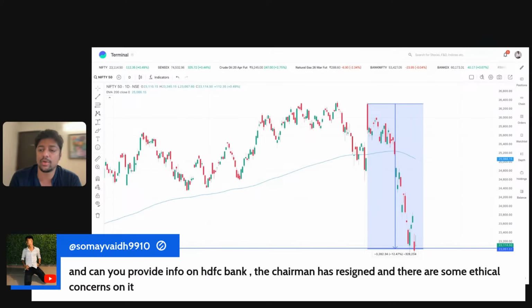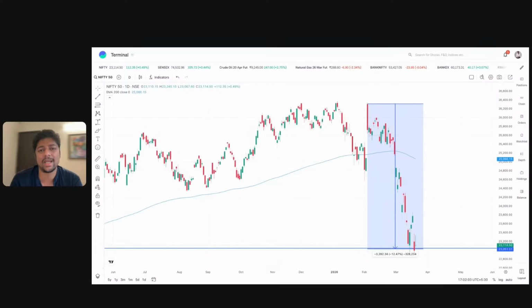Can you provide more info on HDFC Bank? The chairman has resigned and there are some ethical concerns. Boss, nothing has happened, man. I think it is just the narrative being screwed up. HDFC Bank is very undervalued. They fired 3 people for some small issue. Doesn't mean that such a large bank is going to have problems. Don't worry about it. These are all small things. ये तो issue होता रहता है, हर company में होता है. It is nothing big, nothing problematic, right?